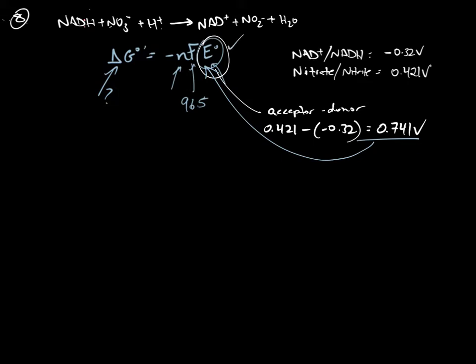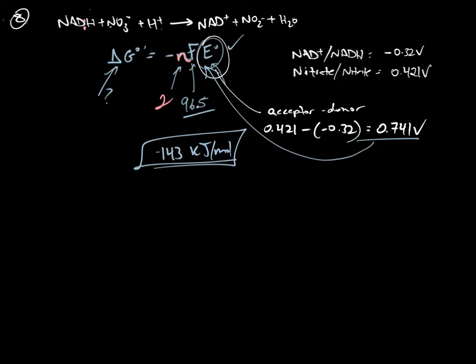We've got F, which is 96.5. And what would N be? Well, N is the number of electrons that are transferred. And as I referred to before, there are actually 2 electrons here that are being transferred. So this would be 2. So then if you just multiply them all together, you would get a delta G value of negative 143 kilojoules per mole, if you do the math right. So that's how you do 8B.